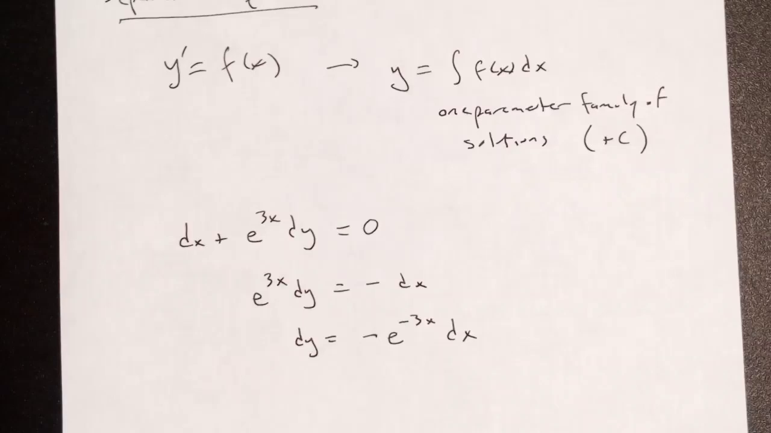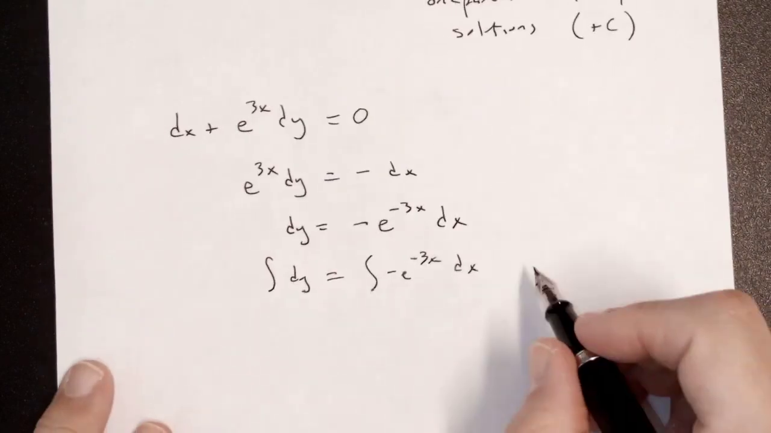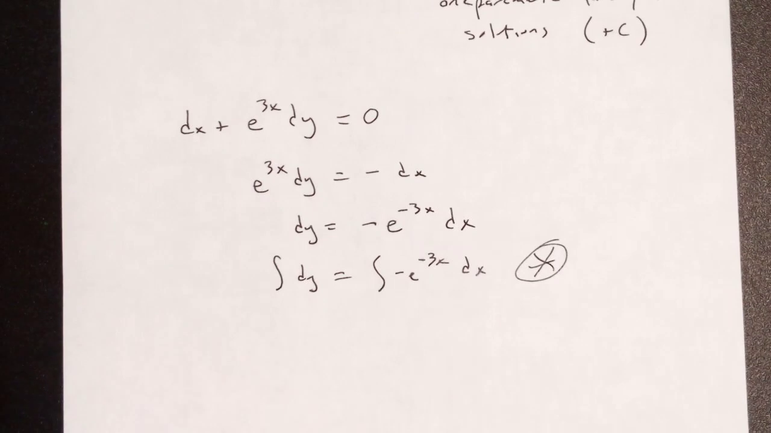The left side is 1 times dy. So if you integrate on the left, you just get a y. And if you integrate on the right, you get a function of x. There's my key step right there. Integrate it.